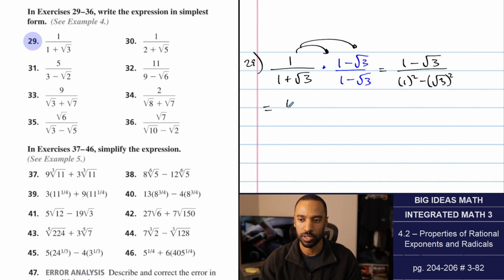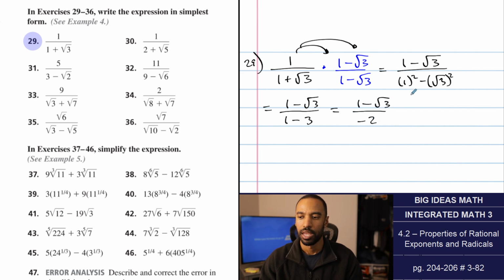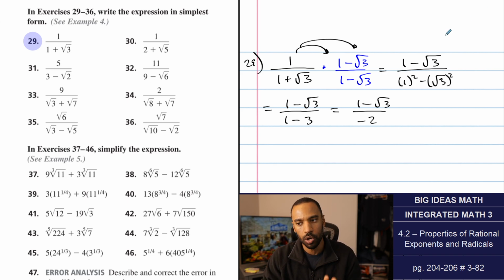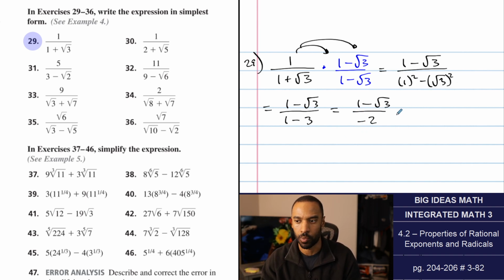But now this is rationalized in the denominator because the denominator is 1 minus 3. And 1 minus 3 is negative 2. So you have 1 minus root 3 over negative 2. Now, you don't want to leave your answer like this. One of the other simplification rules that we tend to do is we don't want negative leading terms in a denominator. If that's your only term, you don't want to leave it like that.